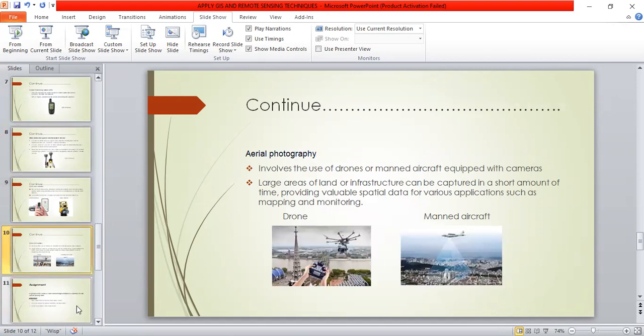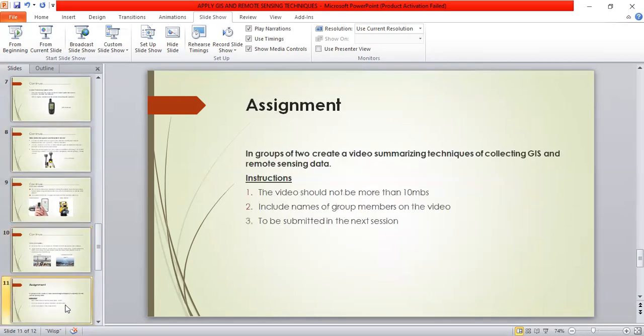Before I end my class, I'm going to give an assignment. In groups of two, create a video summarizing techniques for collecting GIS and remote sensing data. Make sure the video is not more than 2 MBs. Include the names of group members on the video, and then submit it in the next session. I wish you well as you embark on your assignments.